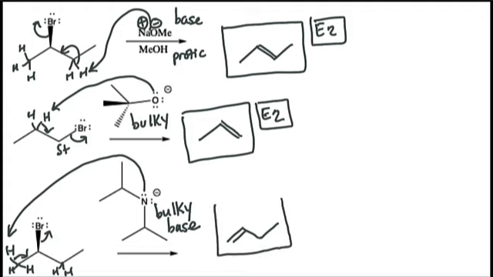So if we compare to the situation at the top of this page, when you're using an ordinary non-bulky base, you can form the more stable alkene, but bulky bases sometimes prevent us from being able to form the more stable alkene.